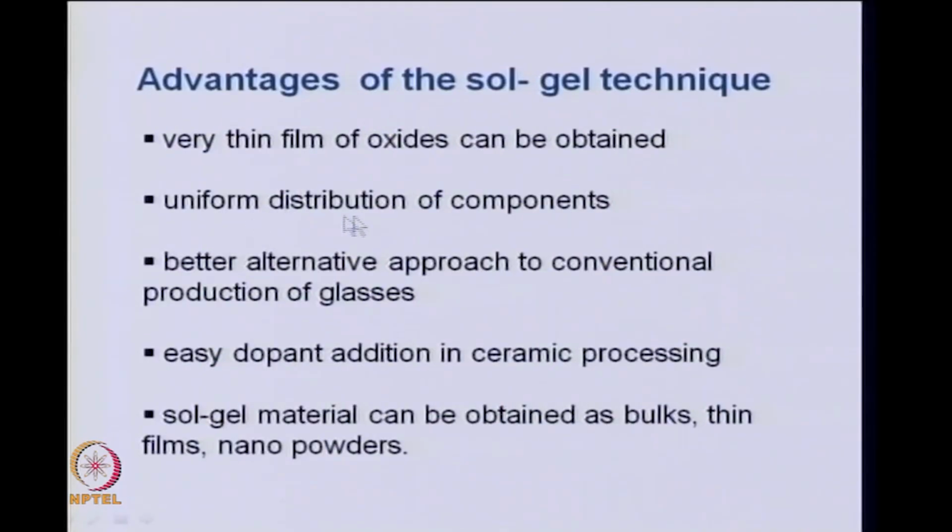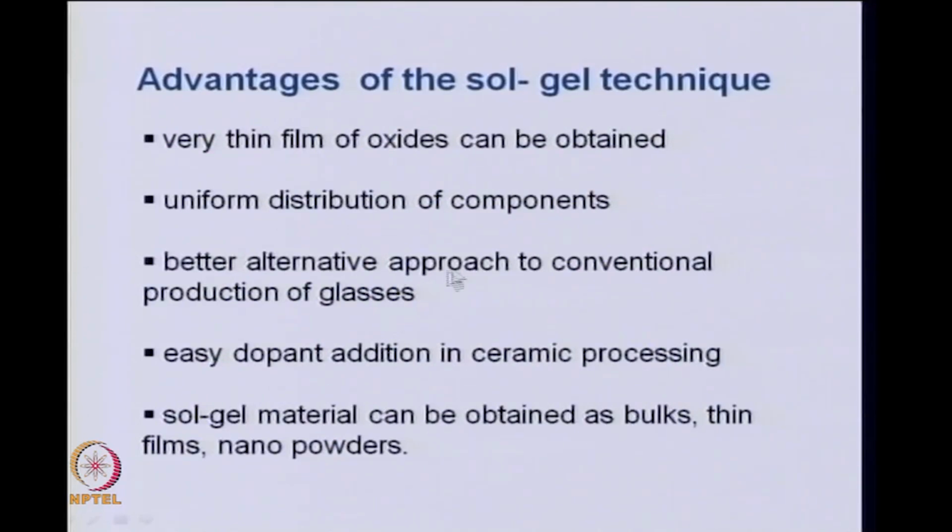Another advantage is the uniform distribution of the components. So, if you have lead, zirconium and titanium, 3 different metal ions in an oxide, using the sol you can get a very homogeneous solution, because it is now not a solid. This homogeneous sol, not a solution, can give rise to very good quality of coatings or powders as you wish.